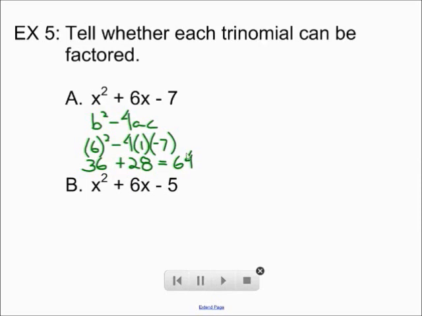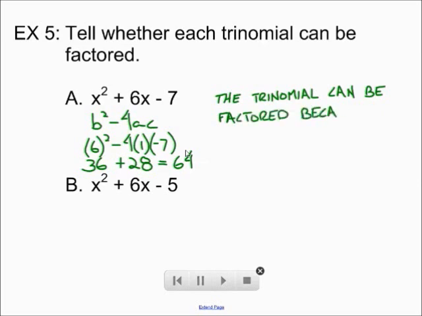Now, 64 is a perfect square, and because 64 is a perfect square, that lets me know that x squared plus 6x minus 7 can indeed be factored. Again, if the value of the discriminant is a perfect square, then the trinomial can be factored. Spelled discriminant wrong there, didn't I?